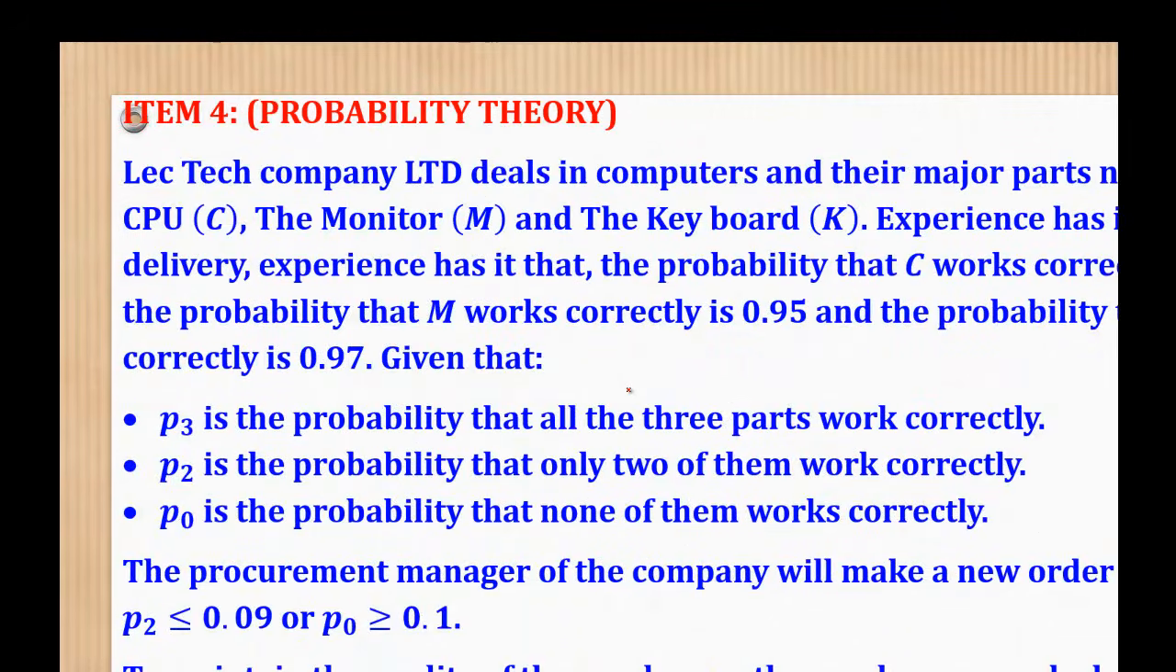That was item 3. Now we shall go to item 4. Item 4 says, Lake Tech Company Limited deals in computers and their major parts, namely the CPU, which is C, the monitor, which is M, and the keyboard, denoted by K. Experience has it that the probability that C works correctly is this. The probability that M works correctly is 0.95. And the probability that K works correctly is 0.97.